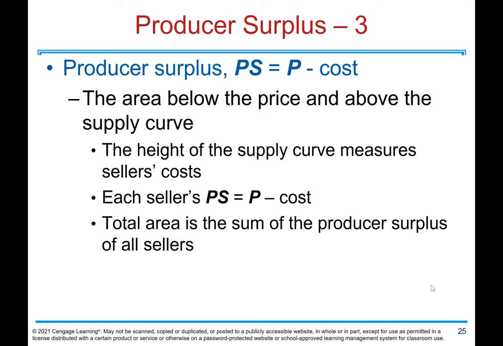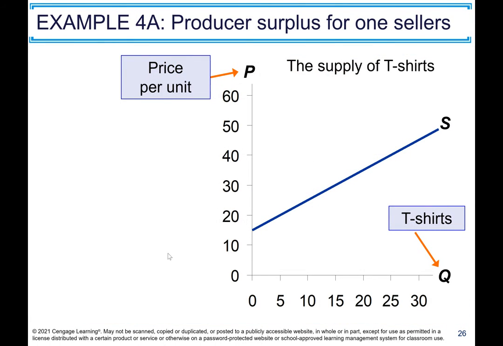Producer surplus, or PS, is equal to P minus cost, the area below the price and above the supply curve. The height of the supply curve measures the seller's costs. Each seller's producer surplus is equal to P minus cost. Total area is the sum of the producer surplus of all sellers. Producer surplus for one seller. The units of t-shirts are measured on the horizontal axis, and the price per unit is measured on the vertical axis.